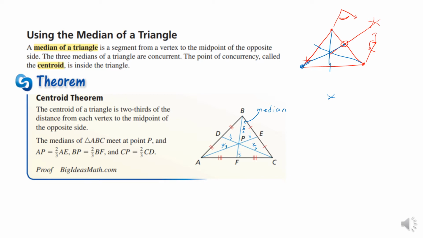So that's telling you that if you look at this, AP, that's the distance from here to here, is 2/3 of the whole thing, AE. And PE is the short side, that's the 1/3 of the whole thing. So it's giving you all of those definitions and all of those measurements. So push pause and look that over to make sure you understand. Now let's do a couple of problems.